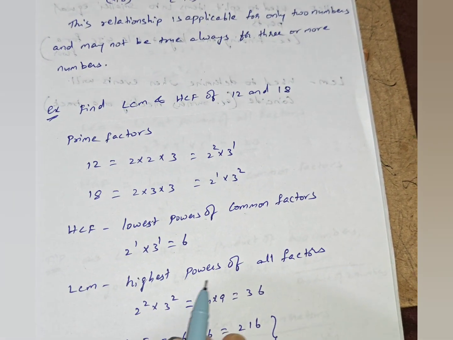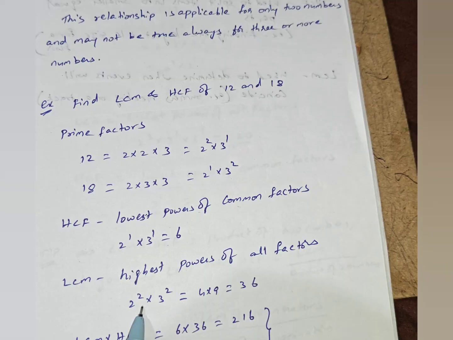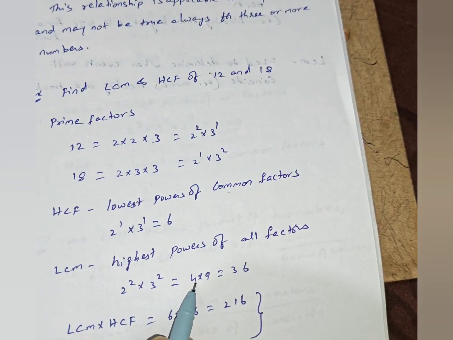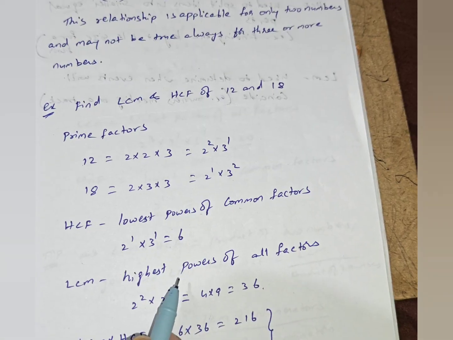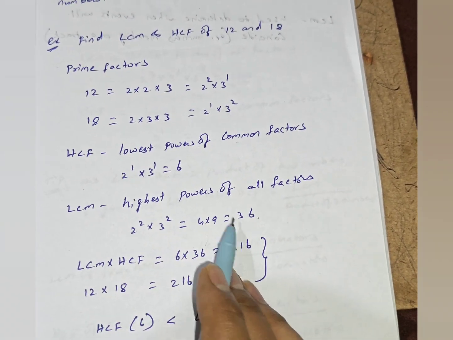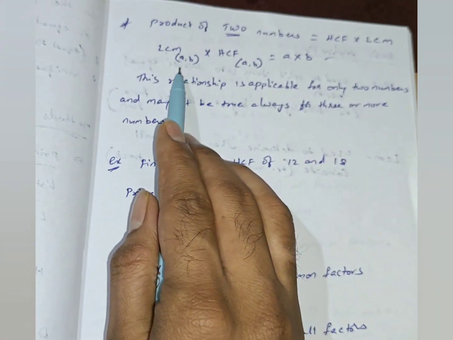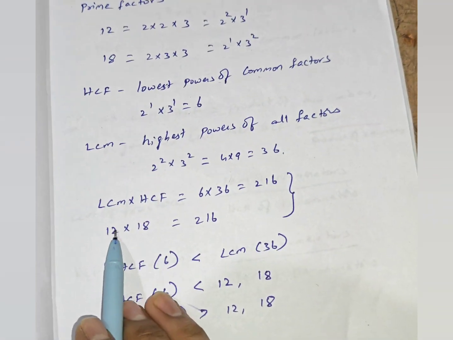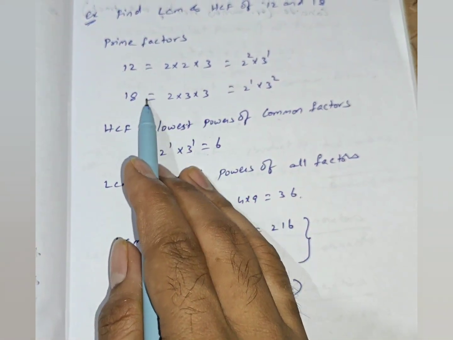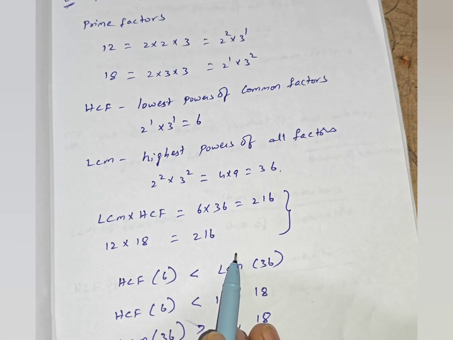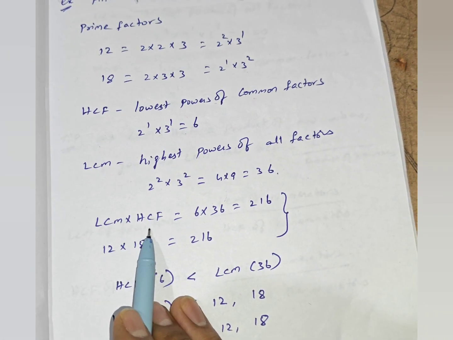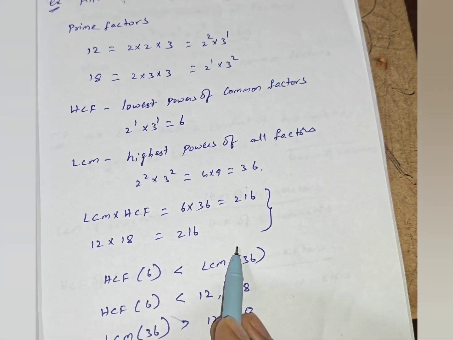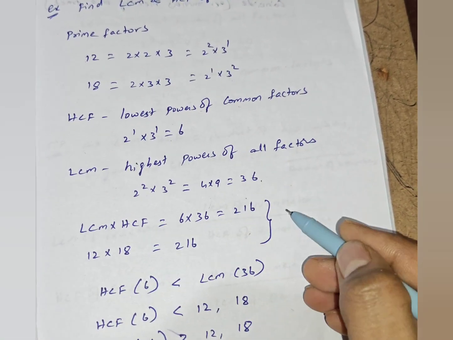And LCM is the highest power of all the factors, like 2 square into 3 square, that is 4 into 9, that is 36. Now to cross verify, we will apply the formula that LCM into HCF is equal to the product of the numbers. The product of the numbers, 12 into 18, is equal to 216, and LCM into HCF is 6 into 36, that is 216. So this formula is true in this case.